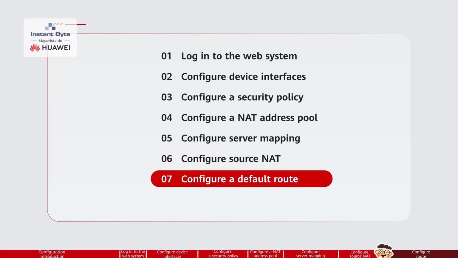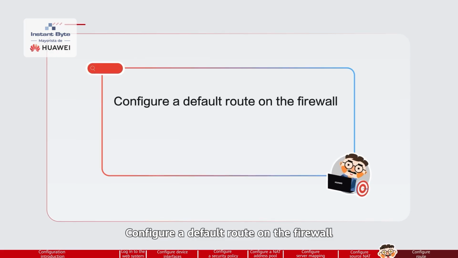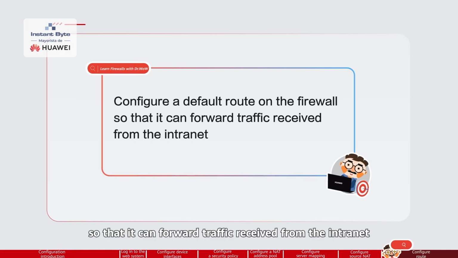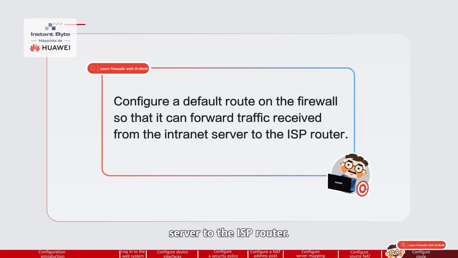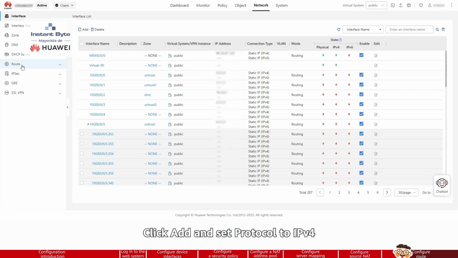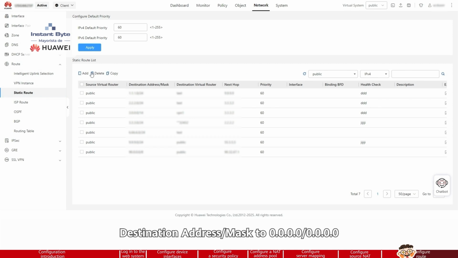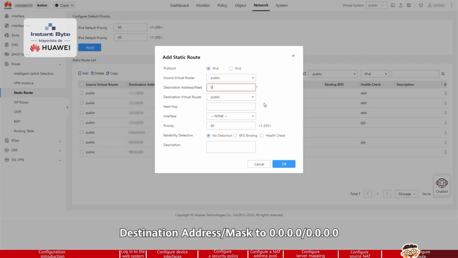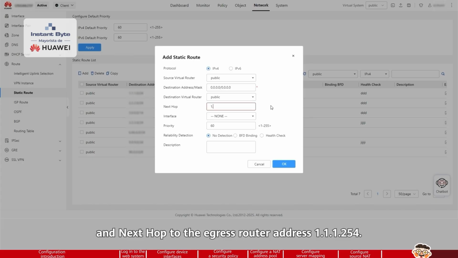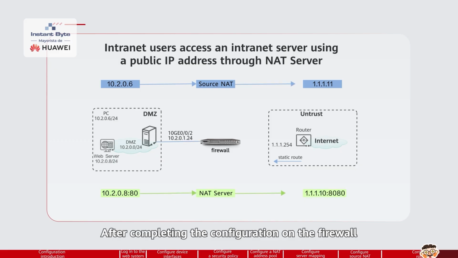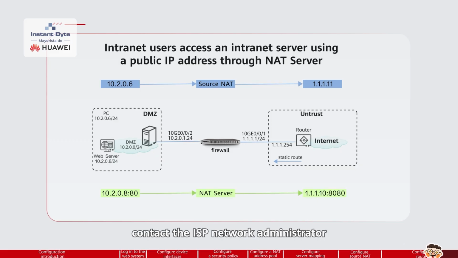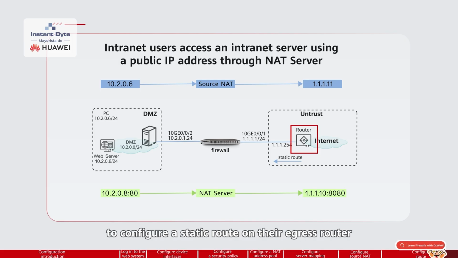Configure a default route. Configure a default route on the firewall so that it can forward traffic received from the intranet server to the ISP router. Choose Network > Route > Static Route. Click Add and set protocol to IPv4. Set destination address or mask to 0.0.0.0/0.0.0.0, and next hop to the egress router address 1.1.1.254.